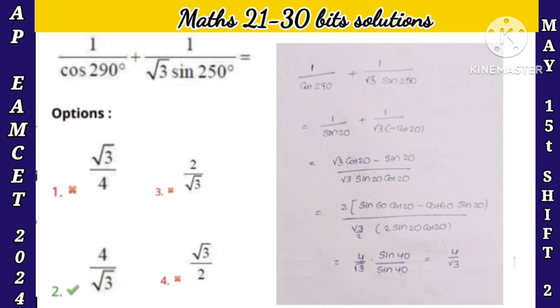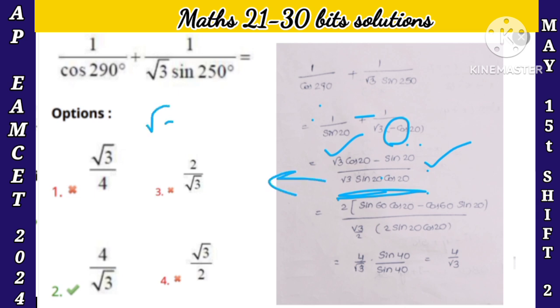Now doing the LCM, write this minus at this place. I am doing the LCM: minus root 3 cos 20 minus sin 20 by root 3 into sin 20 cos 20. Now apply the 2 to this equation like that.